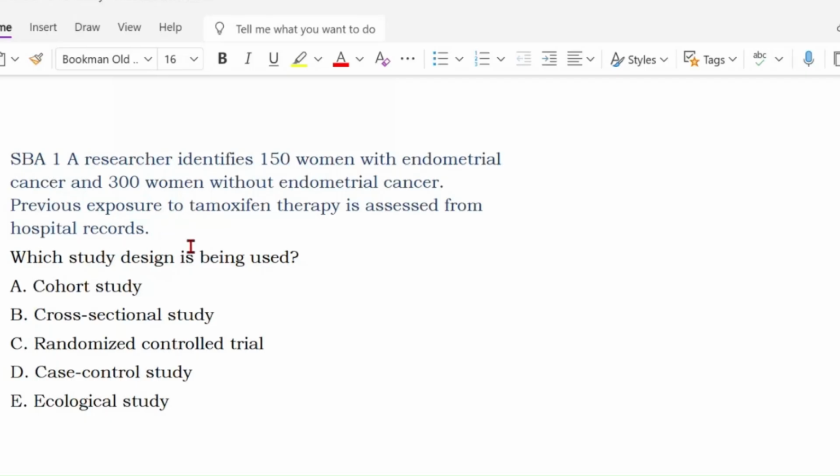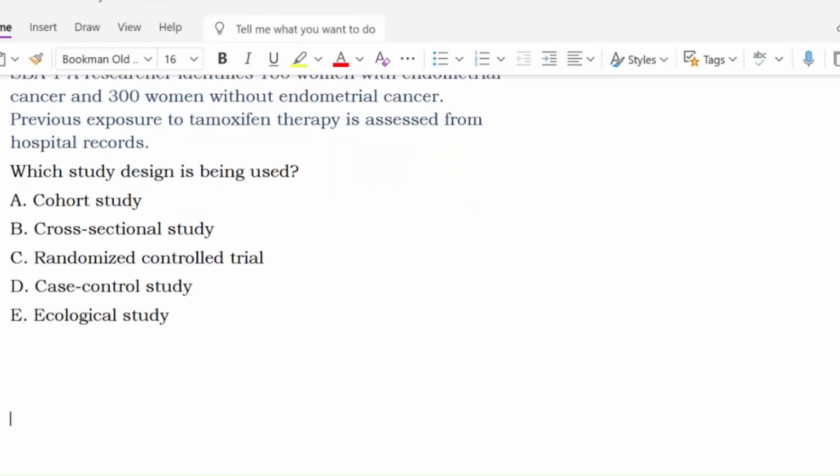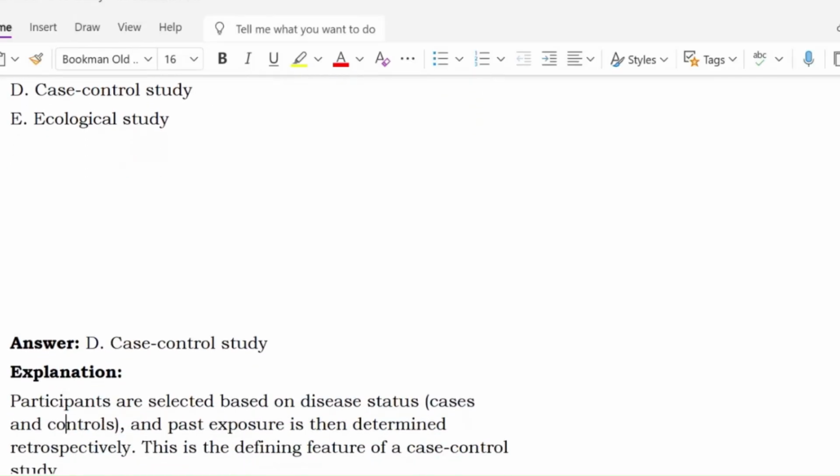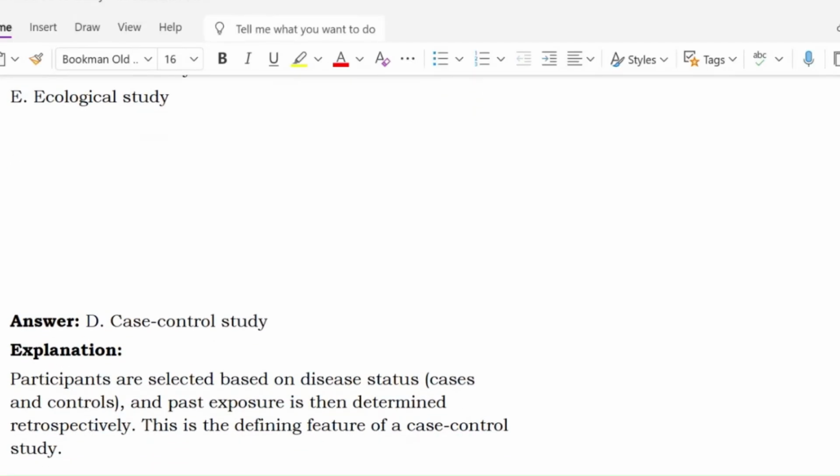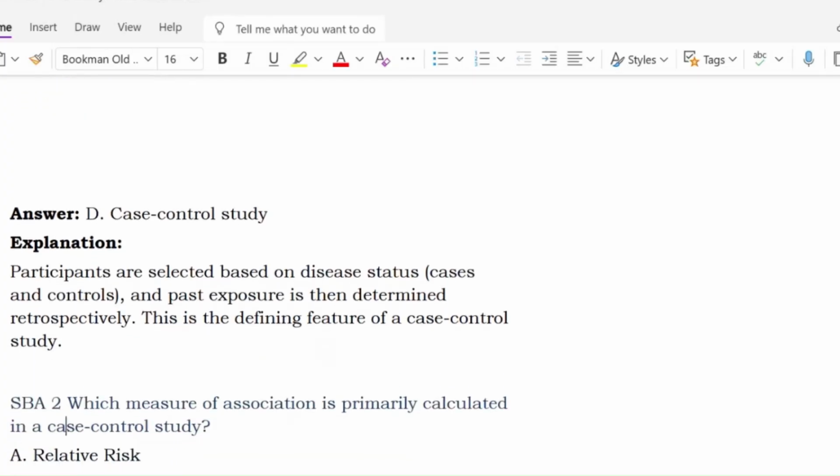We are going backward because even cross-sectional will have this, no? But yes, we are looking for the exposure. Okay, it is assessed from the hospital records. That is the most important thing. So why not cross-sectional? Okay, so case control study. Participants are selected based on the disease status, case and control, and past exposure is then determined retrospectively. This is the defining feature of case control study.